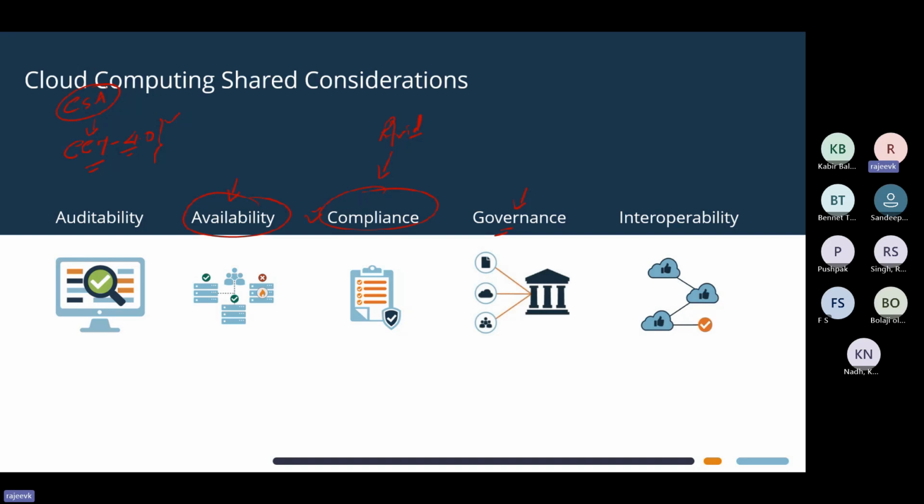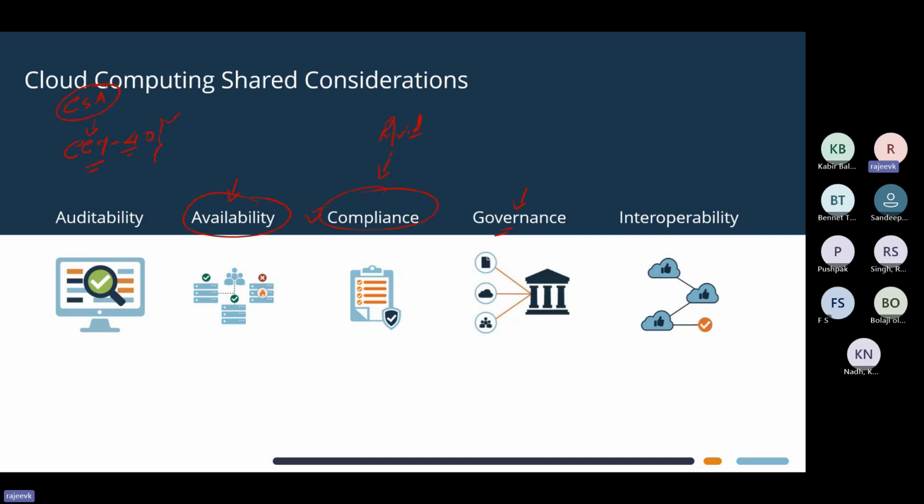You are implementing it in your infrastructure, but when you move into the cloud, the provider says, hey, we are not using AES, we are using some other algorithm. So is it okay for you? Definitely it is not okay, because in such a case you are not going to comply with GDPR, and that provider is not best for you. So you need to understand that governance is also shared.